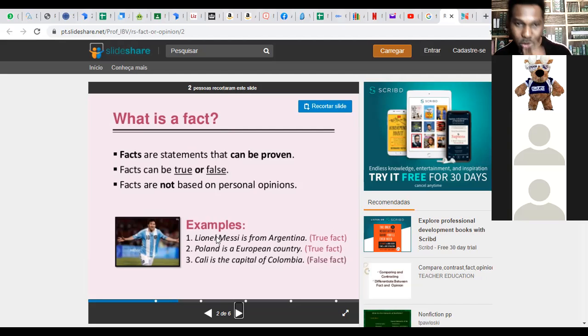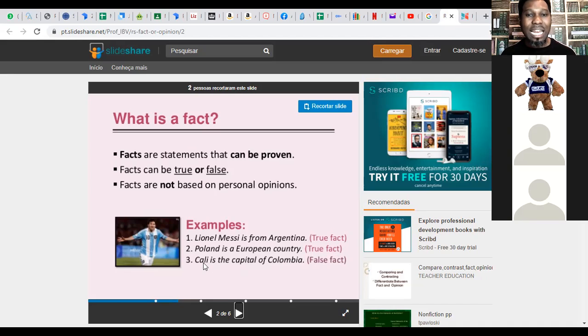Now, look at examples. Lionel Messi is from Argentina. Is that true? Is Messi from Argentina? Yes. So it is a fact, because it is true that Messi is from Argentina. We said fact can be true or false, okay? So if I write in my book that Messi is from Argentina, I would not have told a lie because it is true. So it is a fact. Now, Poland is a European country. Is that true? Yes. Poland is a European country, so it is a fact.